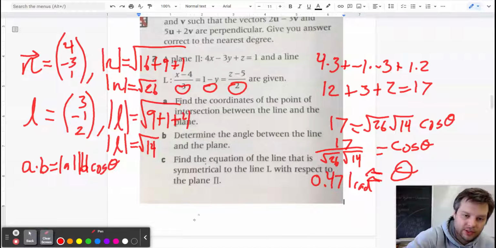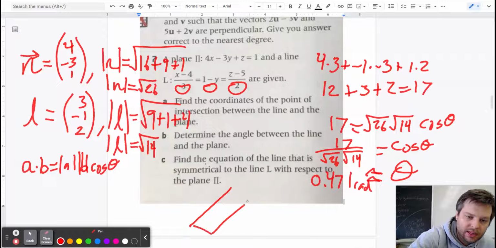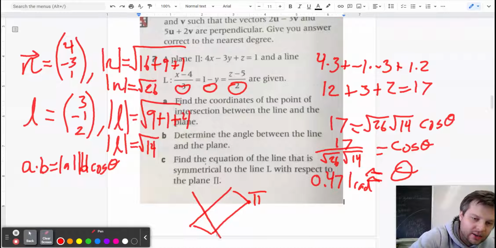So just as a visualization, we had a plane going like this. This is our plane pi. We had a line L coming at it, intersecting it, and kind of going through it. This is line L. And what we actually found is the angle between the normal vector and the line. The normal vector has a 90-degree angle like that. So we actually found this angle, that's our angle theta right there.